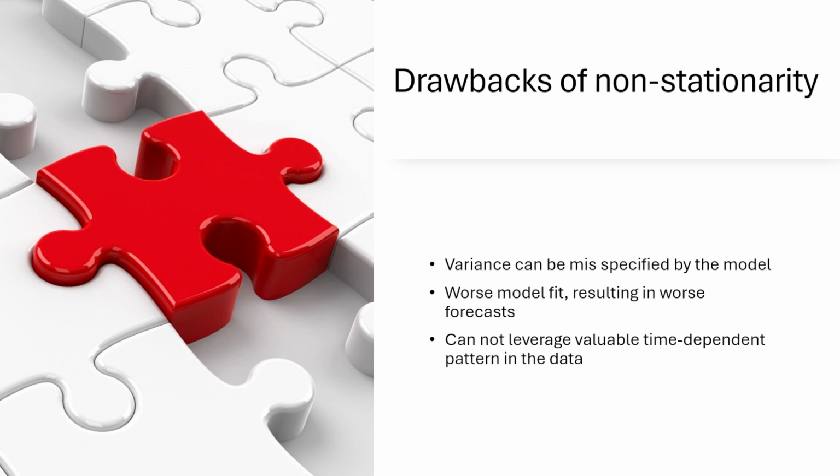Now there are drawbacks of non-stationary data, because the variance can be misspecified by the model. The model can give you a wrong forecast because it will not fit properly as it's supposed to, and then we cannot extract good or valuable time-dependent patterns from the data. Like I said, a machine learning model always expects the data to be stationary, then only can it predict the future or work on the data. If it is non-stationary, then it will not be easy for the model to work on.